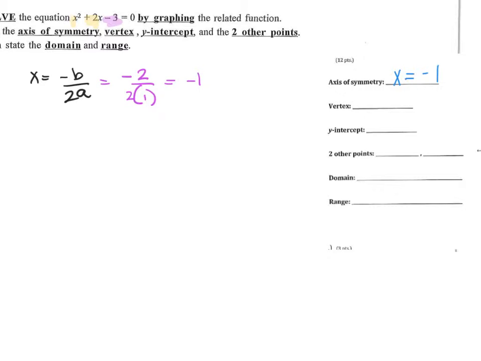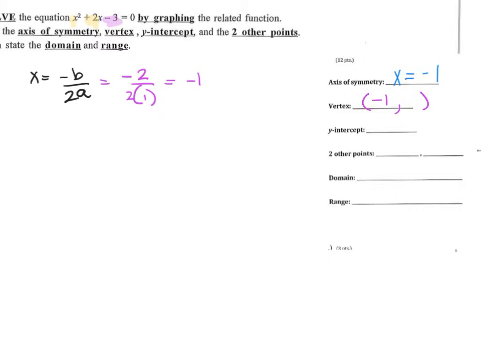If you want to graph as you go, you're welcome to do that. If you want to graph at the end, you can do that. I'm going to wait till the end this time around. The vertex. The vertex is a point, and that point must be x comma y, where in this case, because I am on the axis of symmetry, my x is -1.